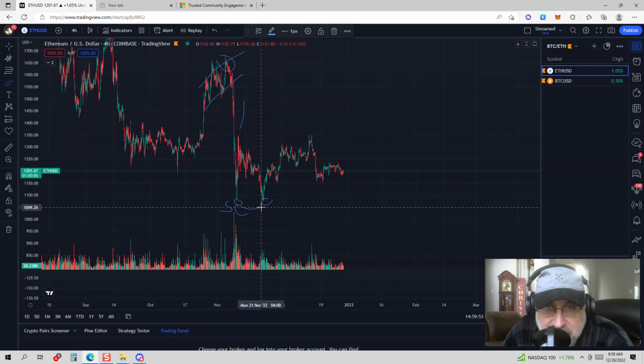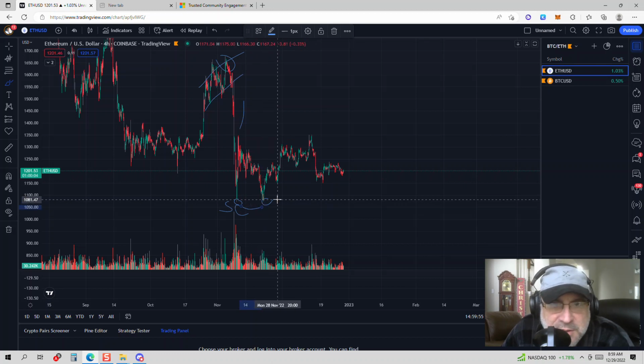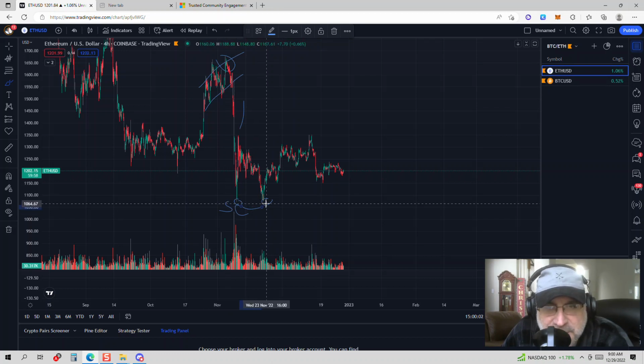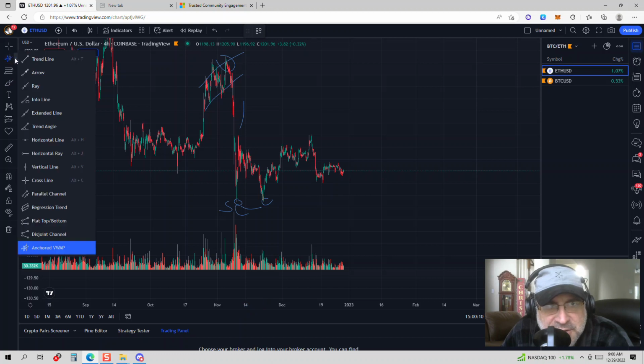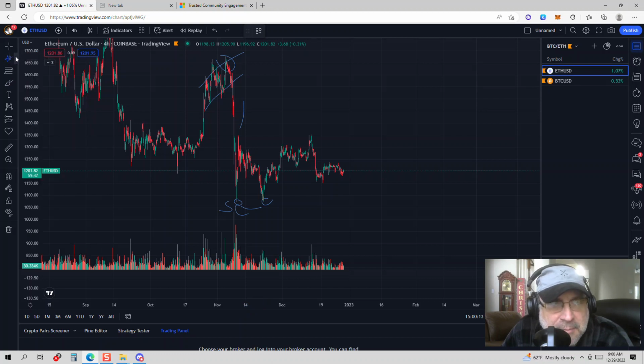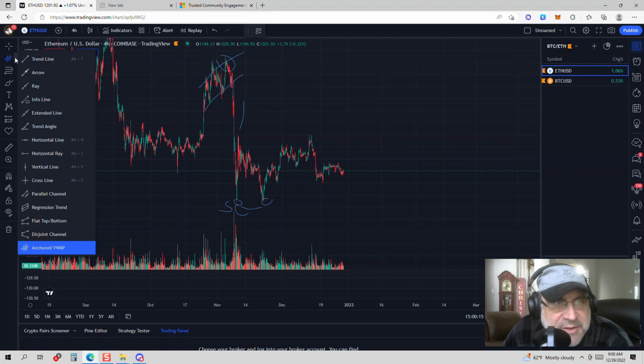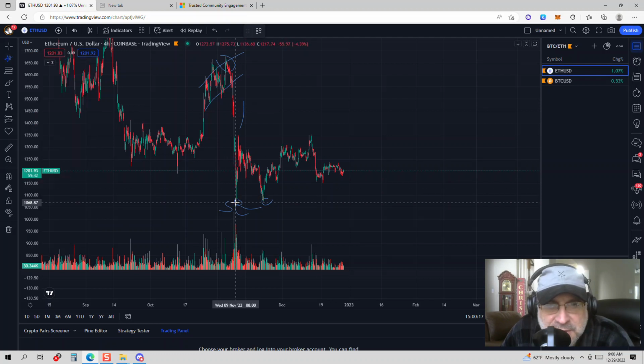In Ethereum, I'm thinking we're in Bitcoin. This is Ethereum. So let's just call this the $1,080 or $1,070 low here. So we have this double low mitigated at 1,080. We can anchor the VWAP at this area here. So you just select it and click on it.